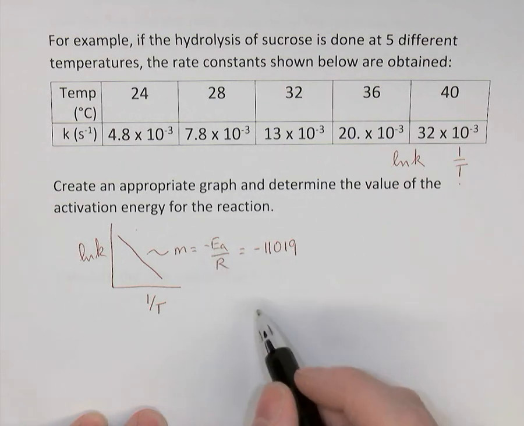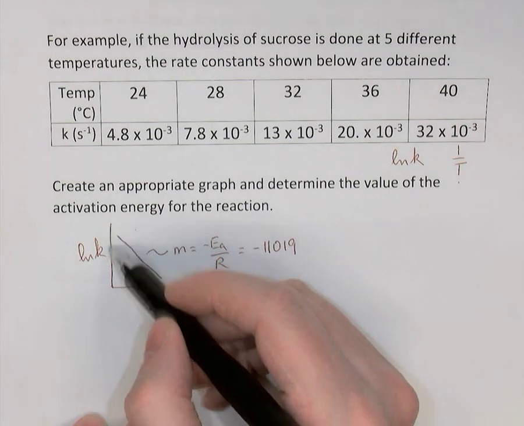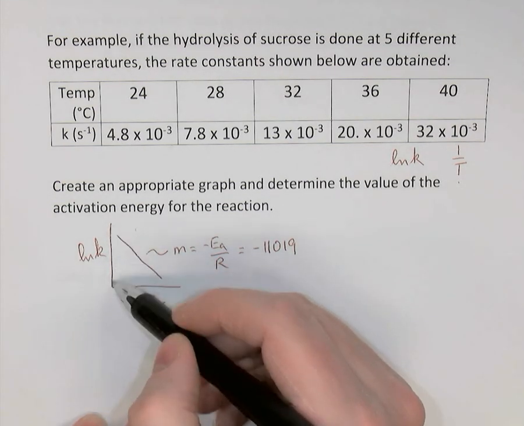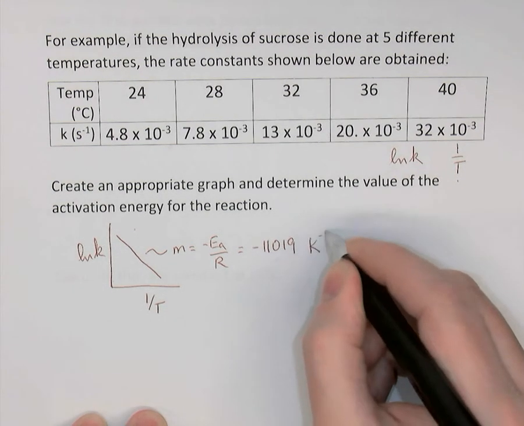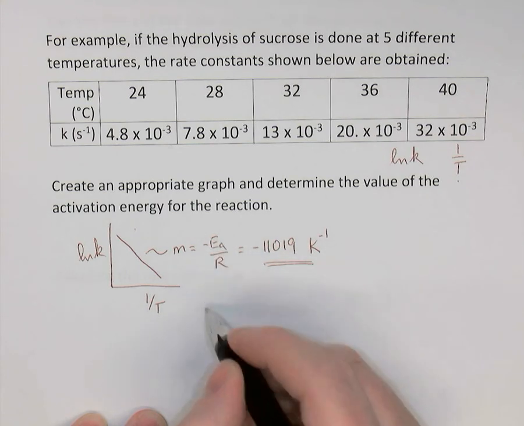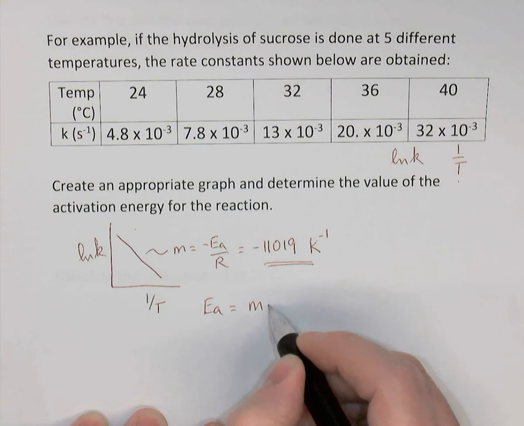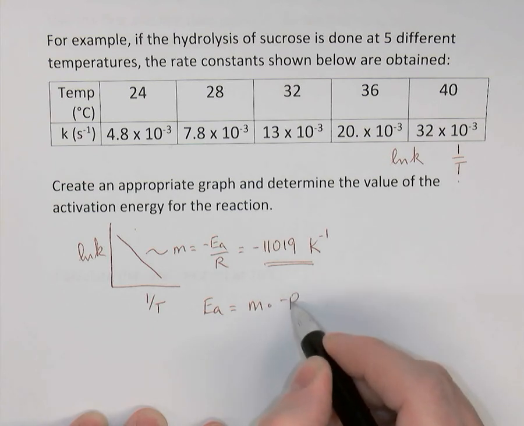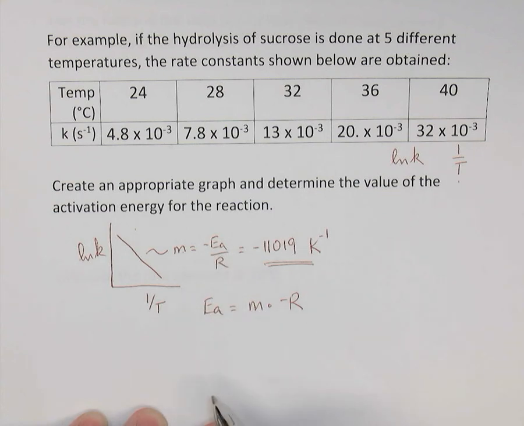Okay, now the slope also has units, right? The natural log axis is unitless. The 1 over Kelvin temperature means the units here are reciprocal K. If we want to find EA, it's going to equal our slope multiplied by negative R, right? M times negative R will give me EA.